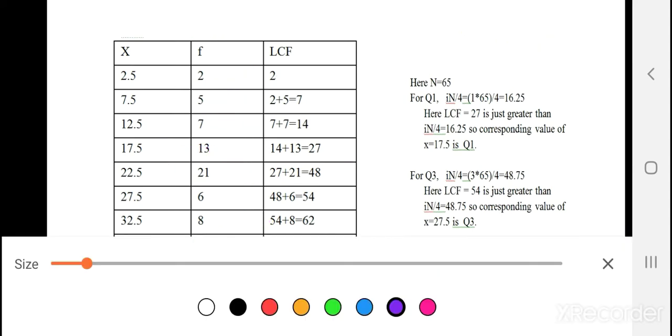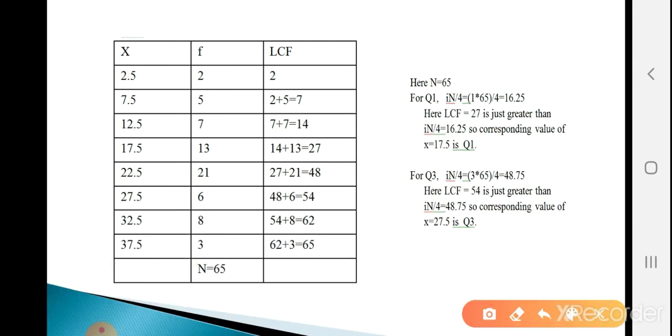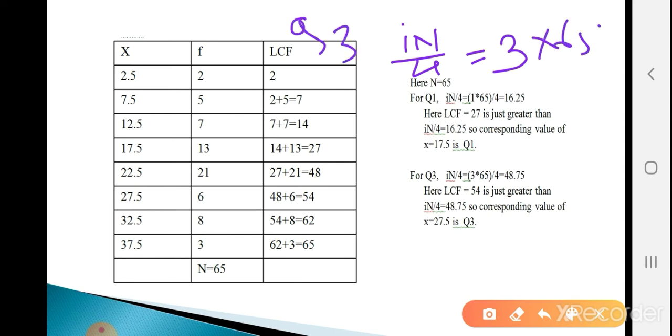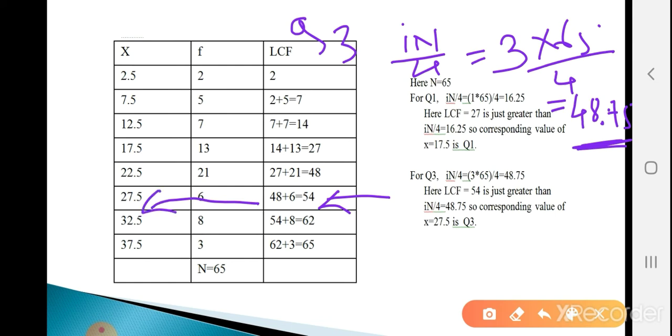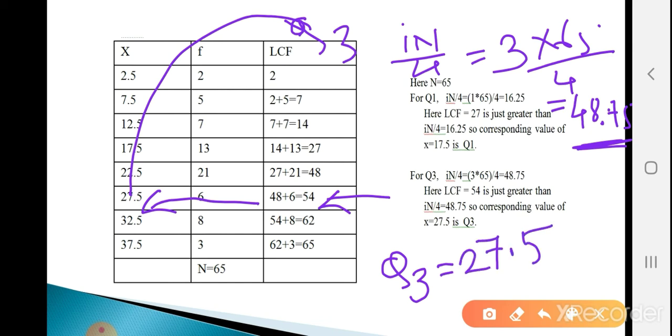Now calculate Q3. For finding the value of Q3, put i is equal to 3. So i is 3. So 3 into 65 divided by 4. So the value is 48.75. Now see the LCF just greater than 48.75. So here the LCF 54 is just greater than 48.75. So the corresponding value of x is the third quartile. So our Q3 value is 27.5. Okay, so this is the method for finding the quartiles for grouped data.